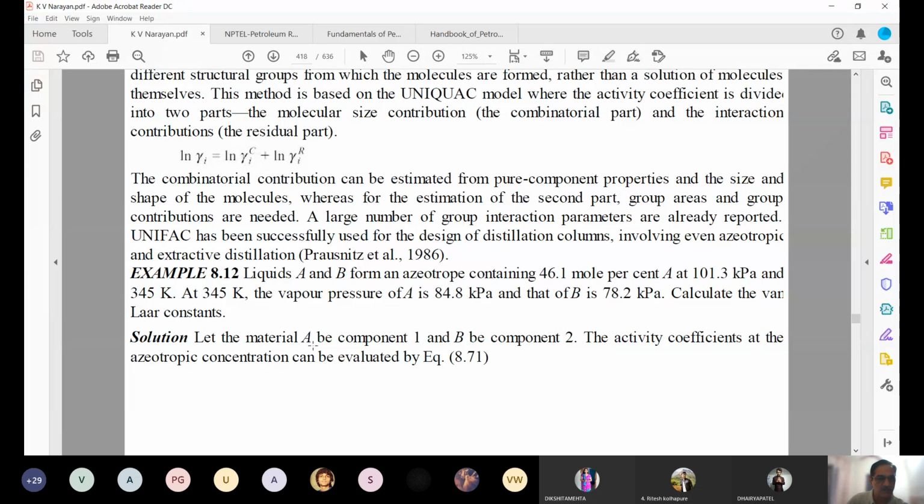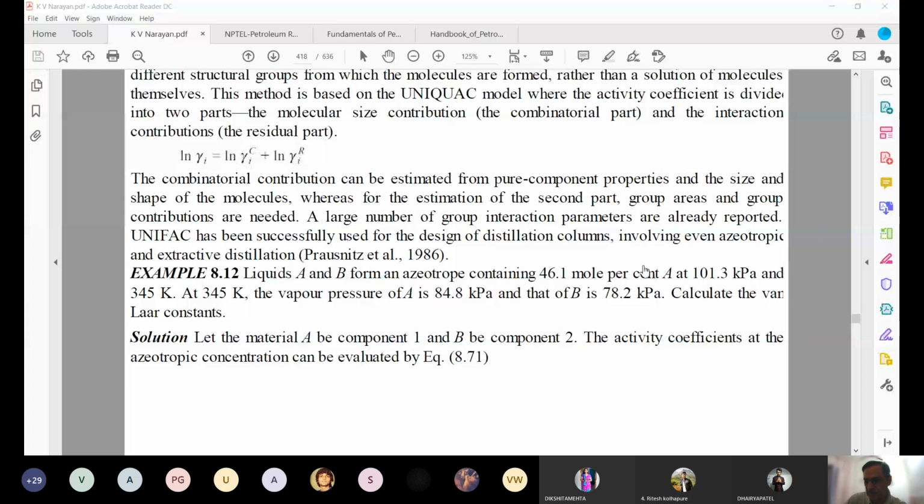Liquids A and B form an azeotrope containing 46.1 mole percent A at 101.3 kilopascal and 345 Kelvin. At 345 Kelvin, the vapor pressure of A is 84.8 kilopascal and that of B is 78.2 kilopascal. Calculate the Van Laar constants. Okay, so remember the Van Laar equation.